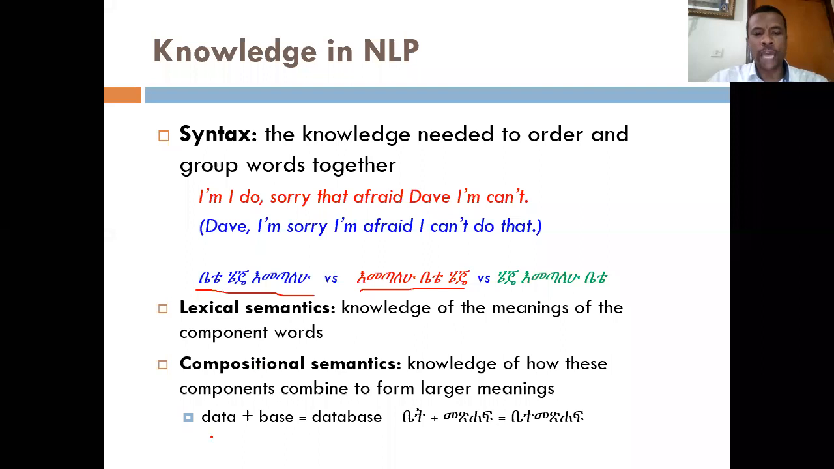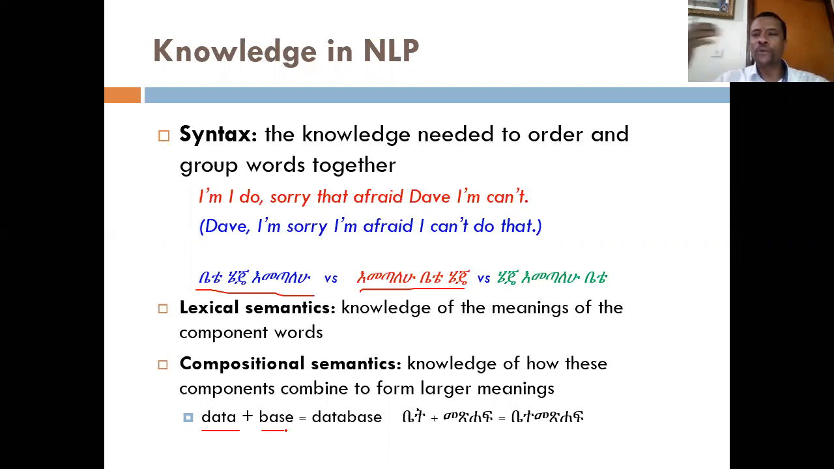For example, if you say the words data and base, then the combined one would be database. But it doesn't mean the data and the basement together. The meaning would be totally different. That's what we call compositional semantics. If you say bet and መጽሐፍ, and if you combine it, it is ቤተ መጽሐፍ. But ቤተ መጽሐፍ is not only about a house of book. It doesn't mean a house of book.